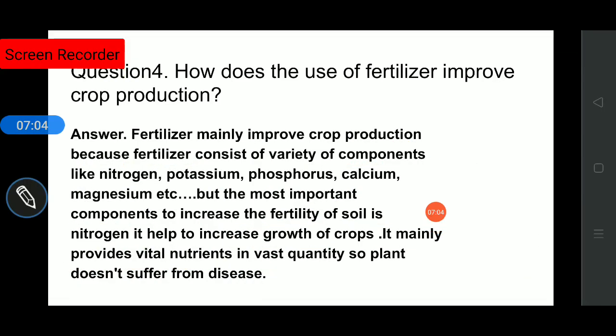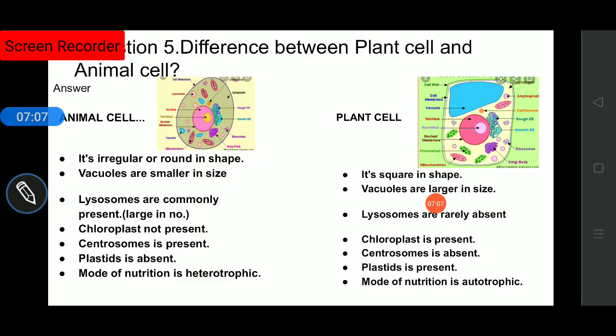So let's get to the next question. Question number 5: difference between plant cell and animal cell. I think it's the most important question that comes in the exam. In 6th to 8th class, students have learned about animal and plant cells. But from class 9th, or in higher classes, we learn more about it, and in graduation also we can study animal cell and plant cell. So let's go through the answer.